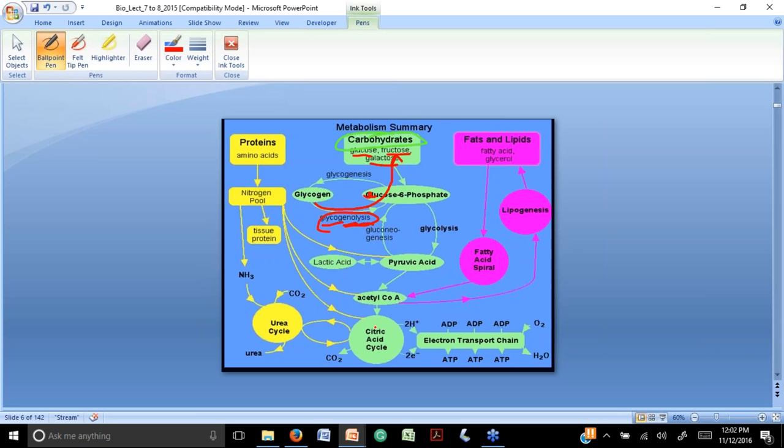When you're still eating carbohydrates, you are going to have a lot of pyruvic acid. This pyruvic acid is going to turn into acetyl-CoA. This pyruvic to acetyl-CoA step needs oxygen. So when you are doing strenuous exercises, oxygen cannot actually turn the pyruvic acid into acetyl-CoA.